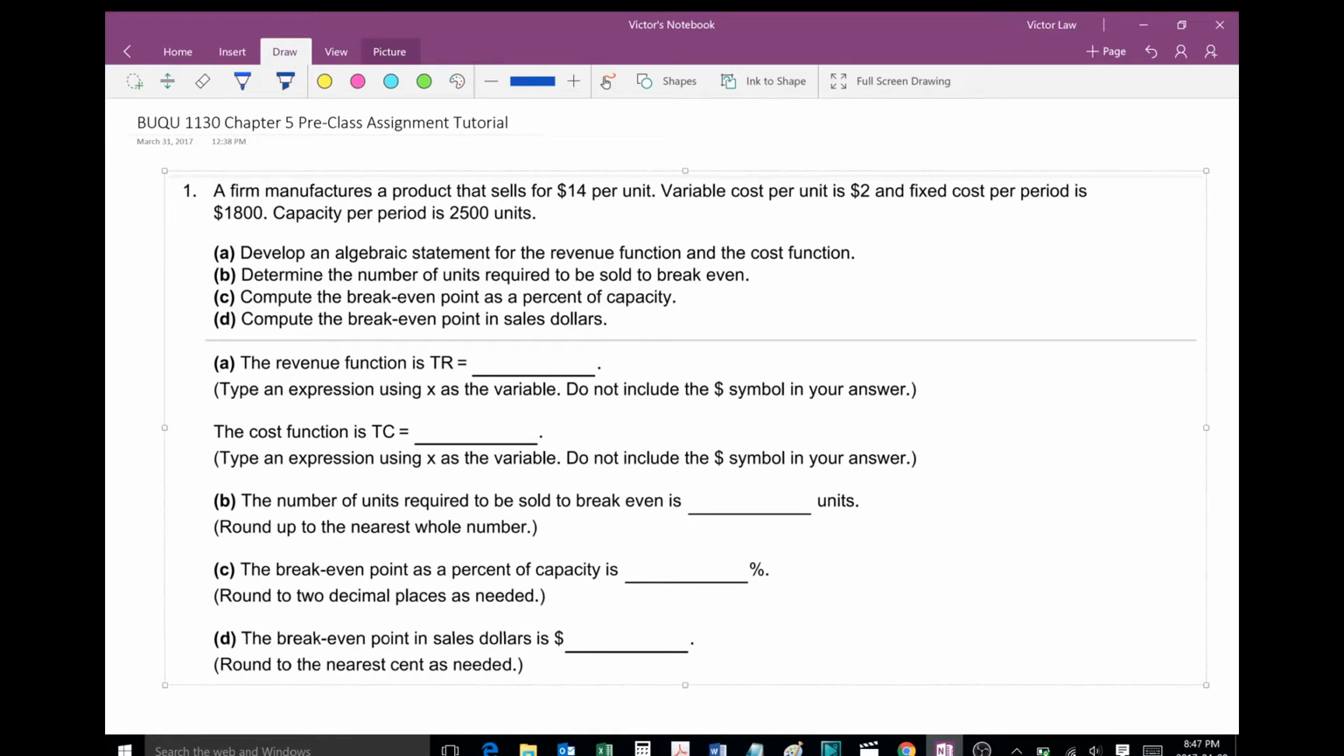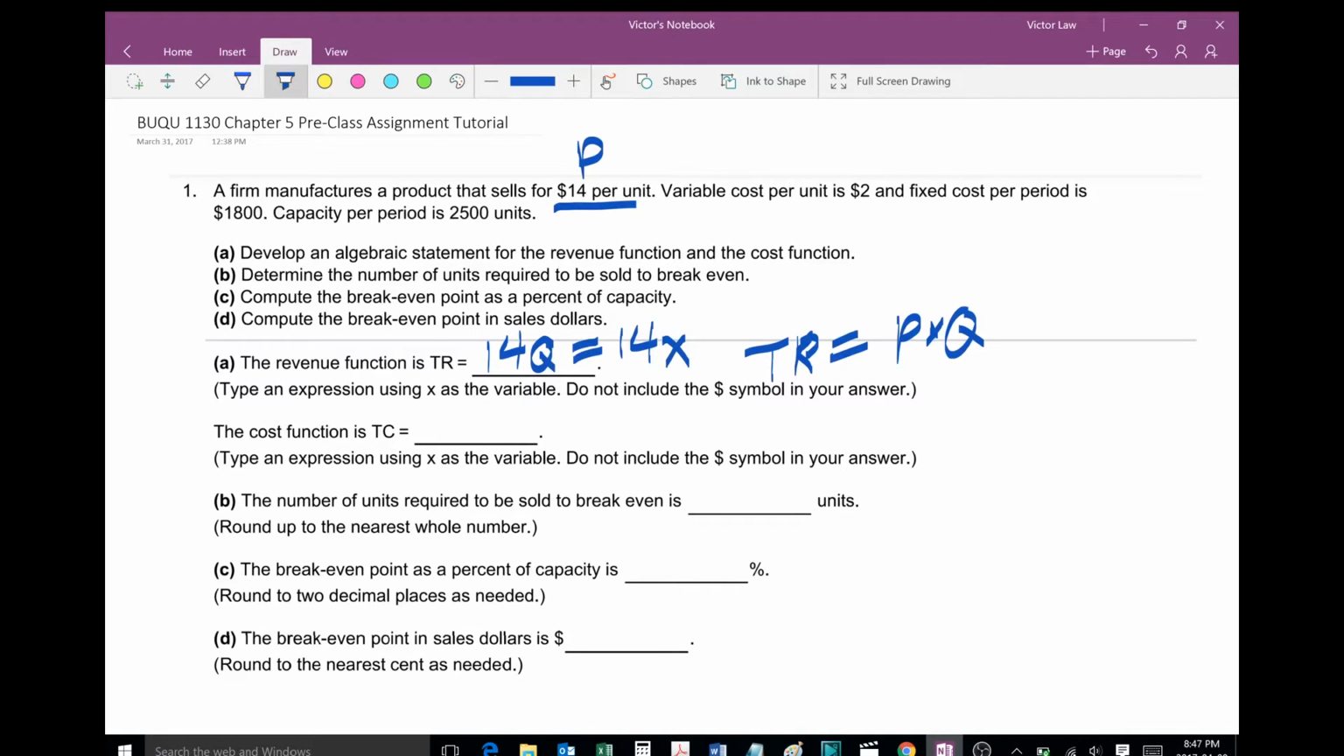So for the revenue statements, what we need to know is that total revenue equals price times quantity. Okay, so price times quantity. So we know therefore that total revenue equals 14Q. Or in this case, because they're using X as Q, so we have 14X.